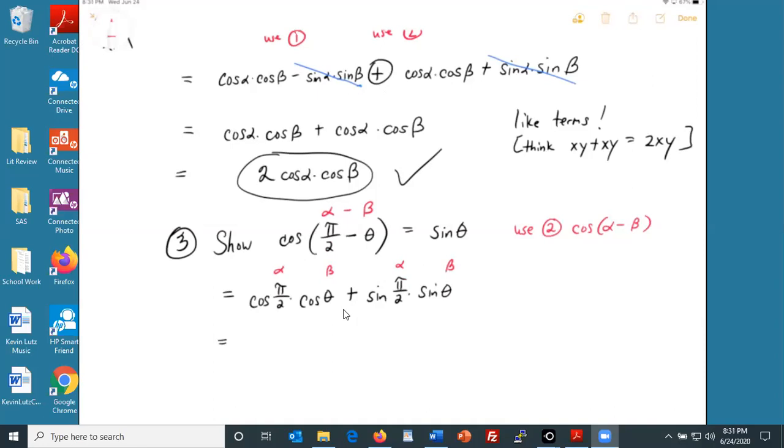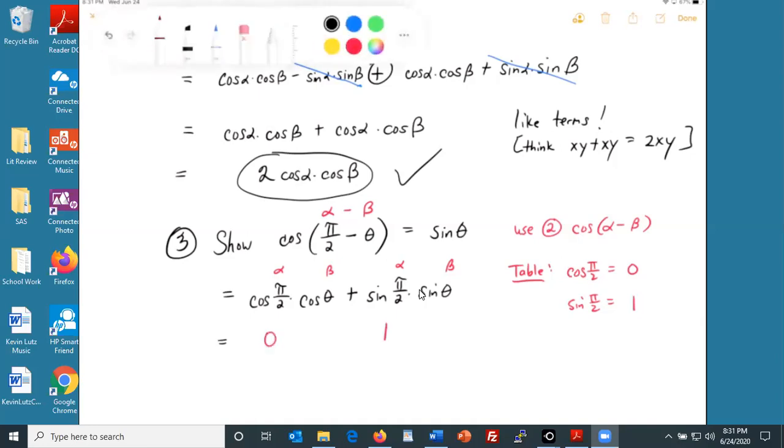All right, and from the table, okay, we can get a number for that cosine of pi over 2 and the sine of pi over 2, right, because there's two numbers in the problem. We don't have numbers for theta, so that theta doesn't change to any value. But the cosine of pi over 2 is 0, and the sine of pi over 2 is 1. So we substitute those in, and you get 0 times the cosine of theta plus 1 times the sine of theta.